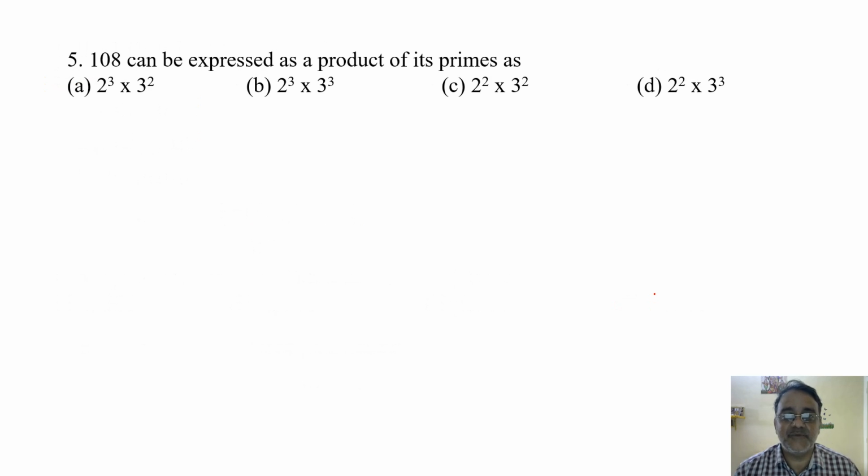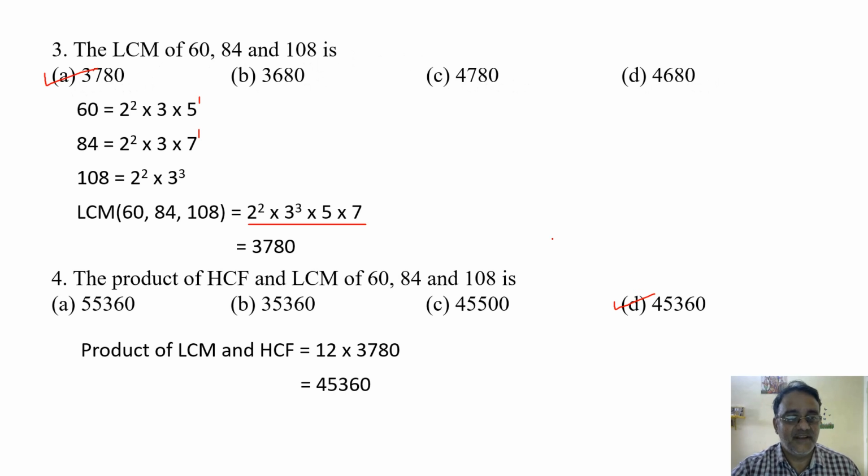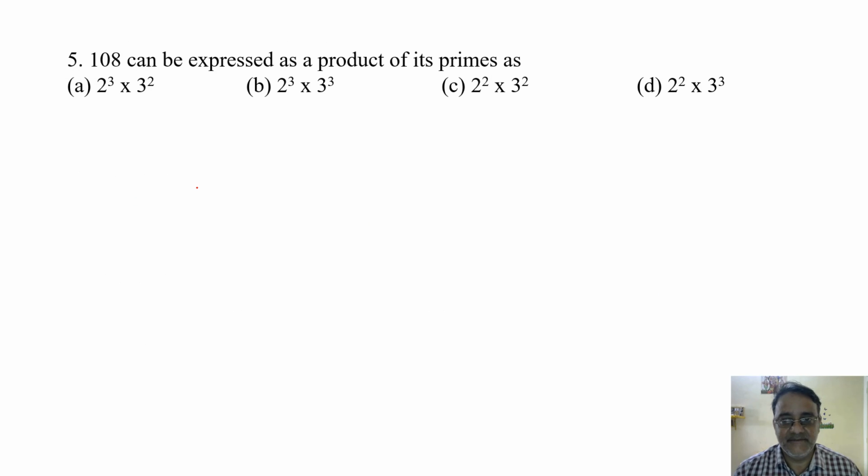108 can be expressed as a product of its primes as dash. Already we got the answer. See this one, 2 to the power 2 into 3 to the power 3. So which option is the correct one? Option D. Right.